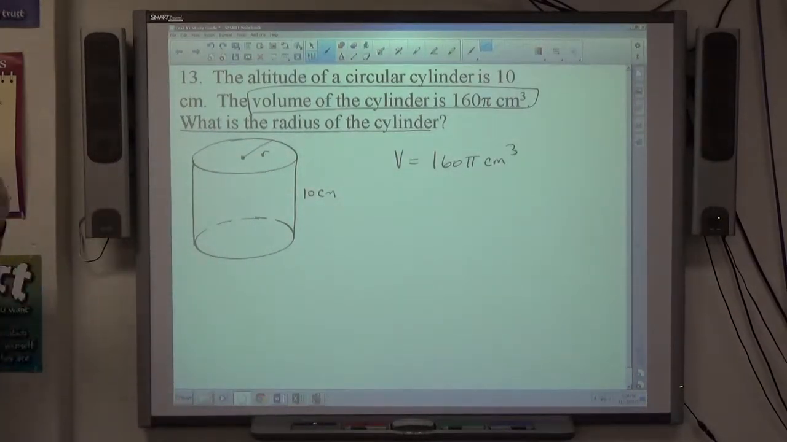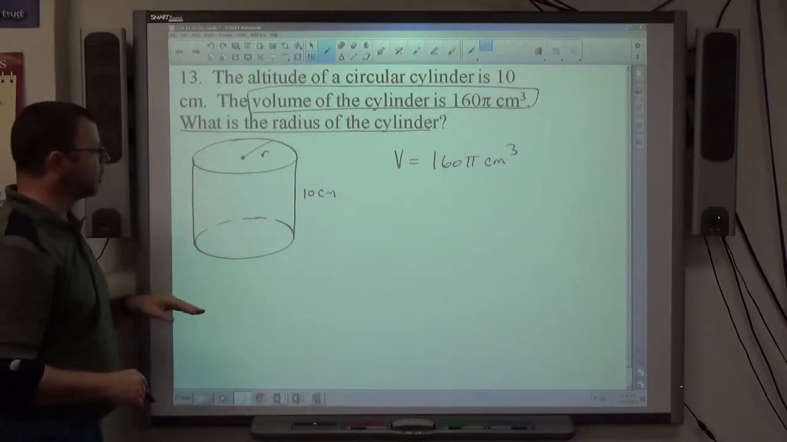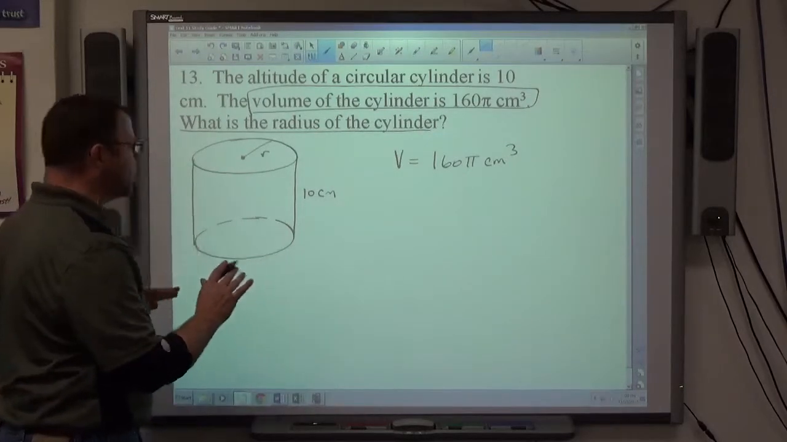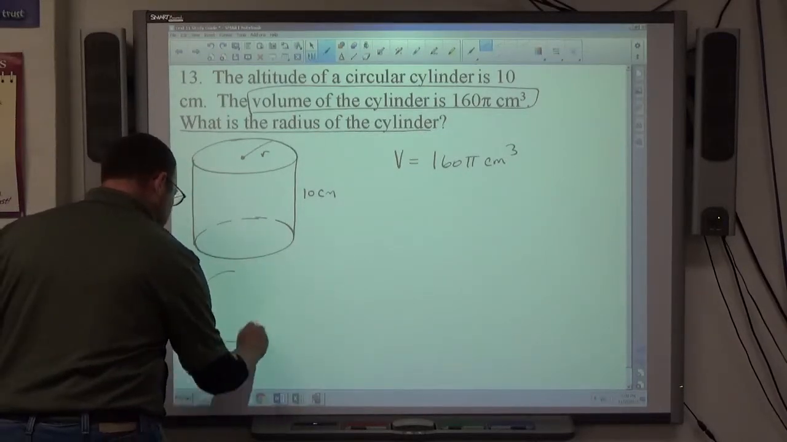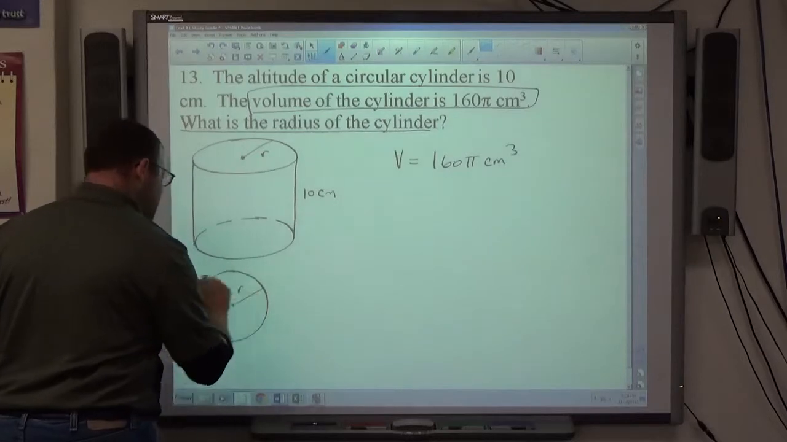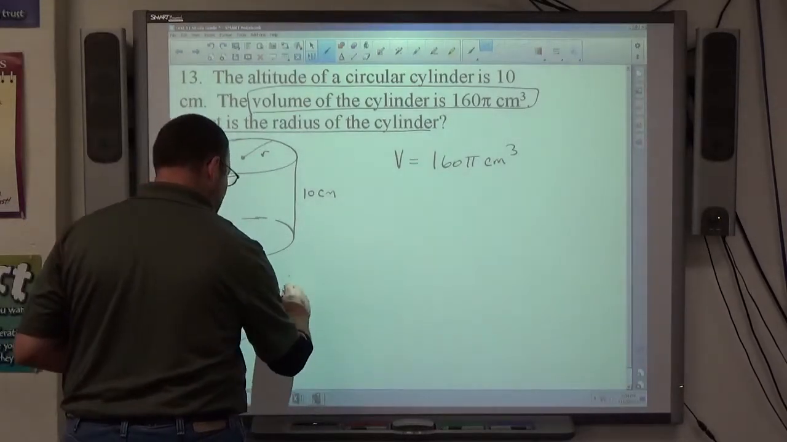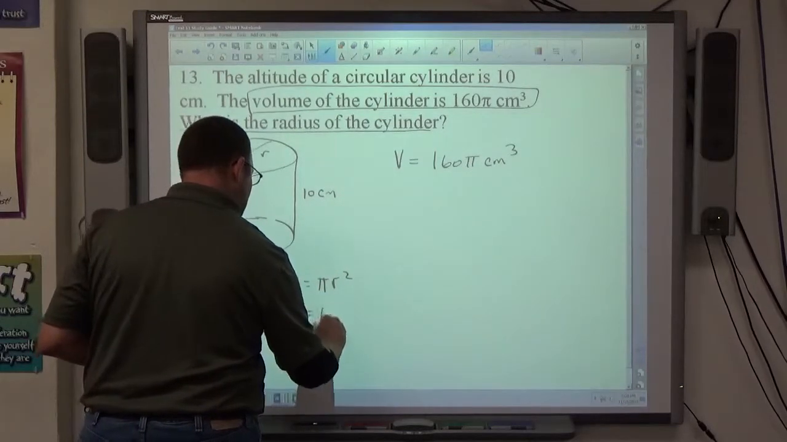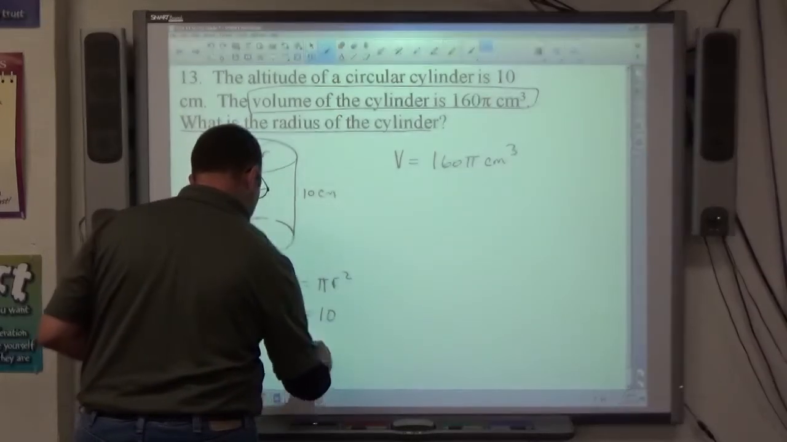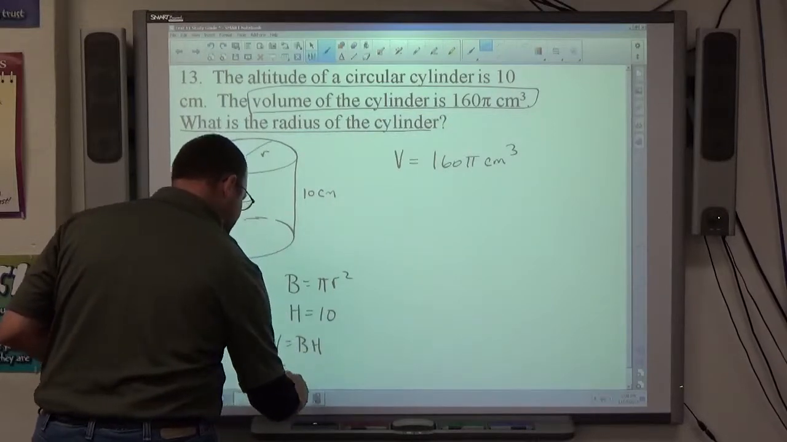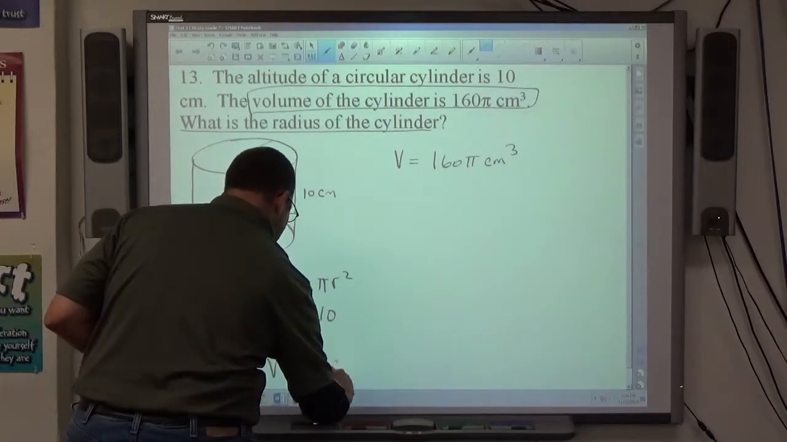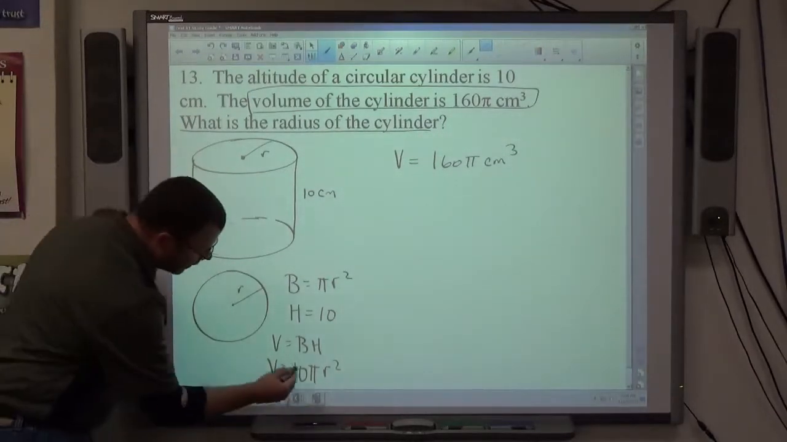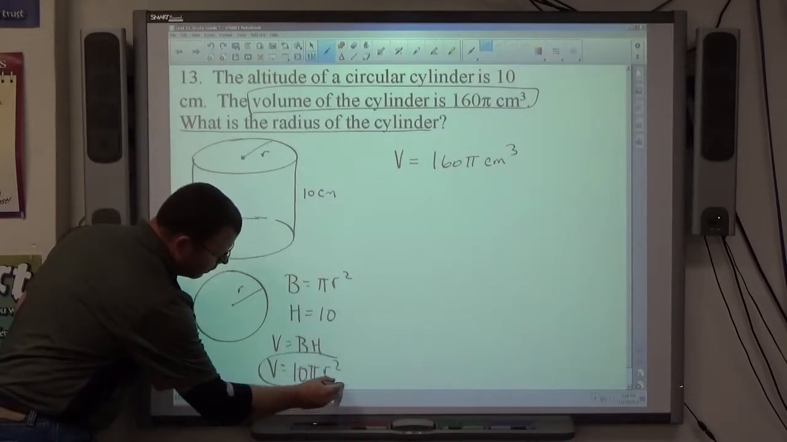So if I was just doing a volume problem in general, if they gave me some circular cylinder looking like this and said find the volume of this thing, and I did everything I could possibly do to this thing, the base is a circle of radius r. What we know about volume is it's the area of the base, which is pi times the radius squared, and it's the height, which is 10, and we multiply those together. So if I multiply those together, I get 10 pi r squared is the volume of this cylinder that we, of course, don't know what the radius is.